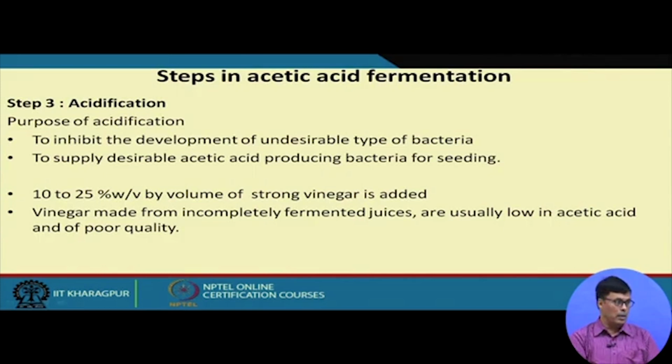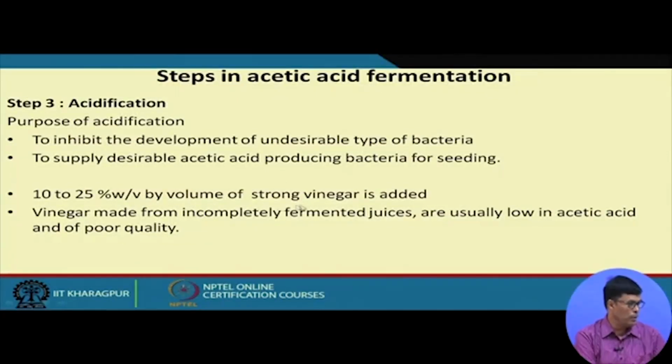We decrease the pH so that other bacteria cannot grow, and also we supply the Acetobacter aceti so that alcohol can be converted to acetic acid. 10 to 25% weight by volume of strong vinegar is added, and vinegar made from incompletely fermented juice is usually low in acetic acid and poor in quality. So this is very important: incomplete fermentation gives a lot of unwanted material, and that results in very poor quality vinegar, which we should keep in mind.